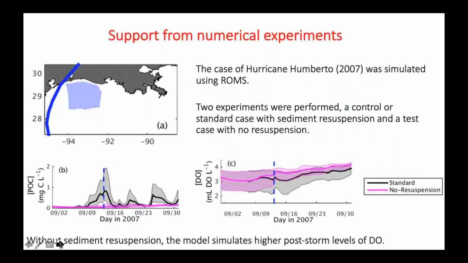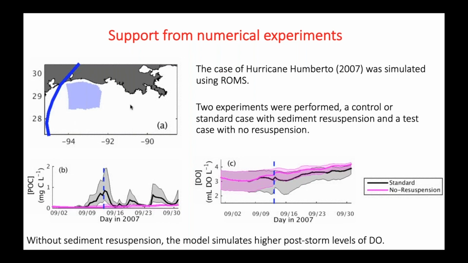And to do that, we performed experiments using the ROMS model, and we used the case of Hurricane Humberto from 2007. So this figure on the left-hand side, top figure on the left-hand side shows the track of Hurricane Humberto from 2007, and this region is the location where we performed our analysis for this hurricane. So we performed two experiments with the ROMS model.